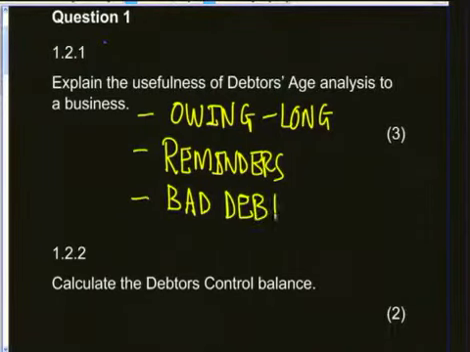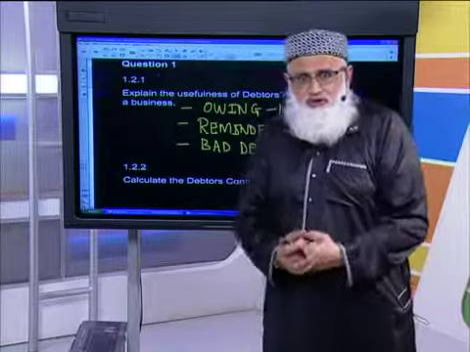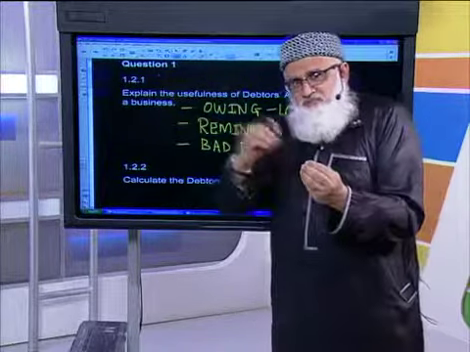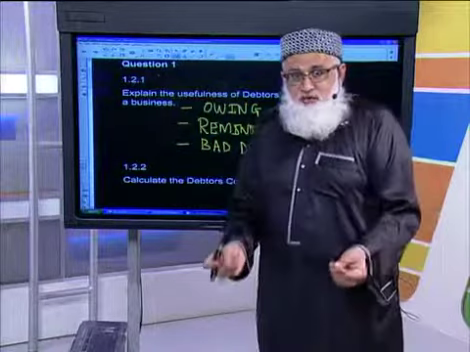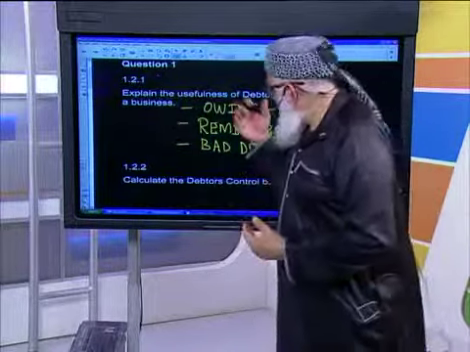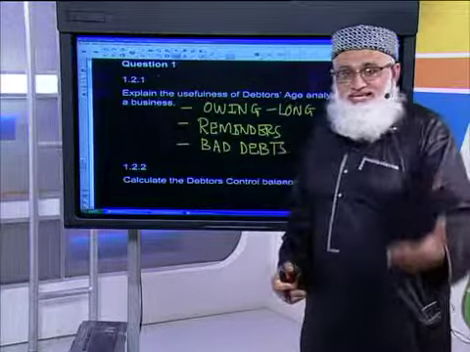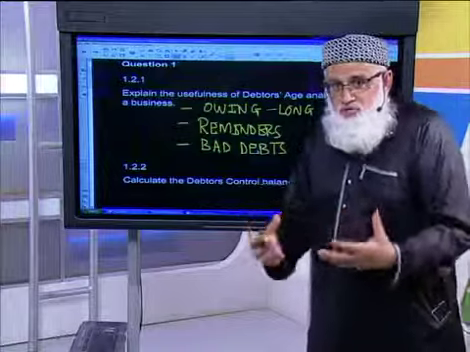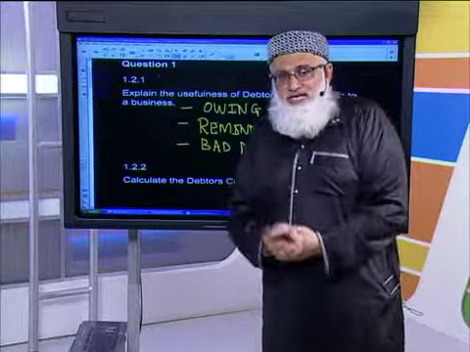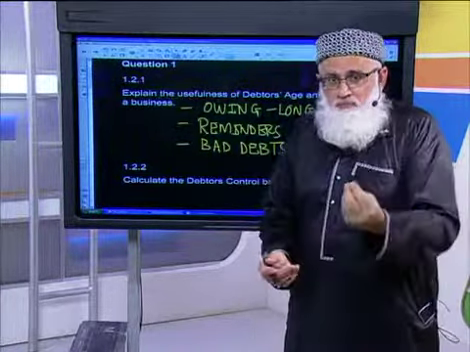Remember? From this debtor's age analysis, you can work out some kind of a calculation to find out what are the possibilities that our debtors may not settle their accounts. What actions can we take? Like we said, you can send out statements, you can send out reminders, and other means we can use to get our money so that our debtors settle their accounts promptly.